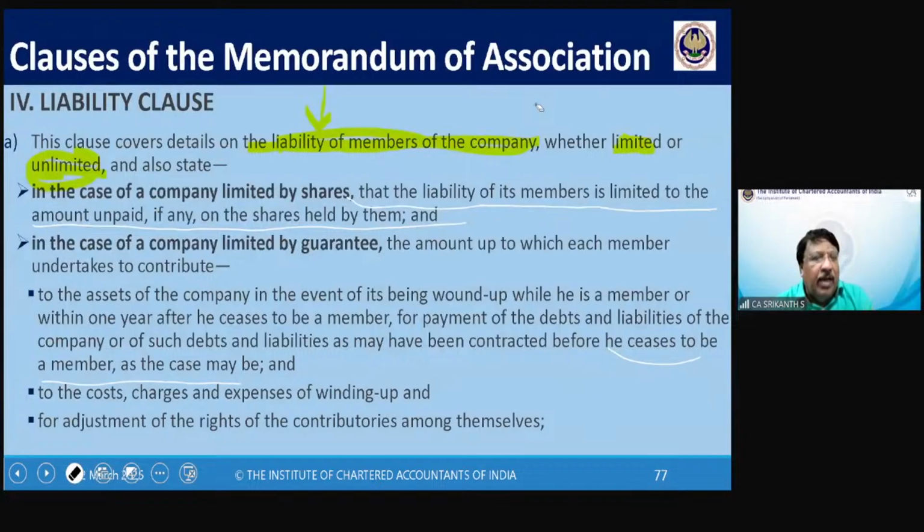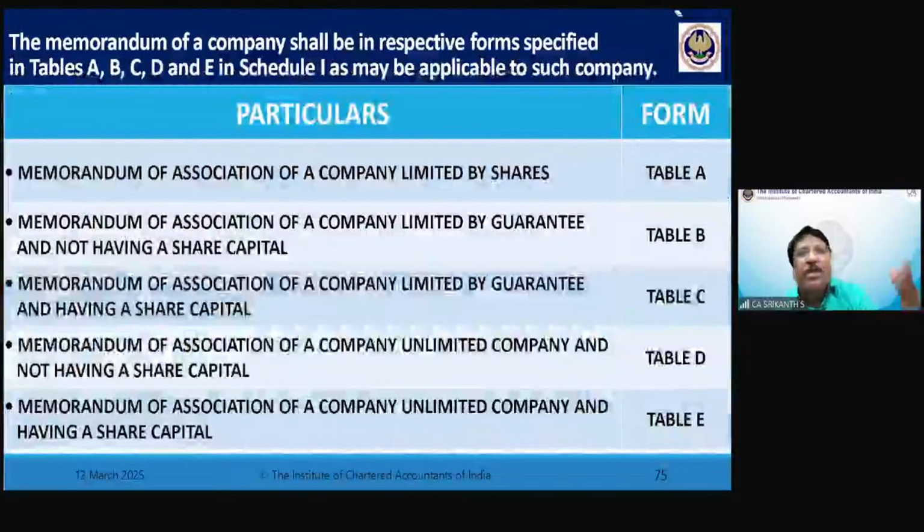Because the liability clause in each case now will be different. Company limited by shares will have one liability clause. Others, they've got different formats for this. Otherwise, it will be the same. Other clauses will be almost the same, no change. But the liability clause alone will change depending on the nature of the company.